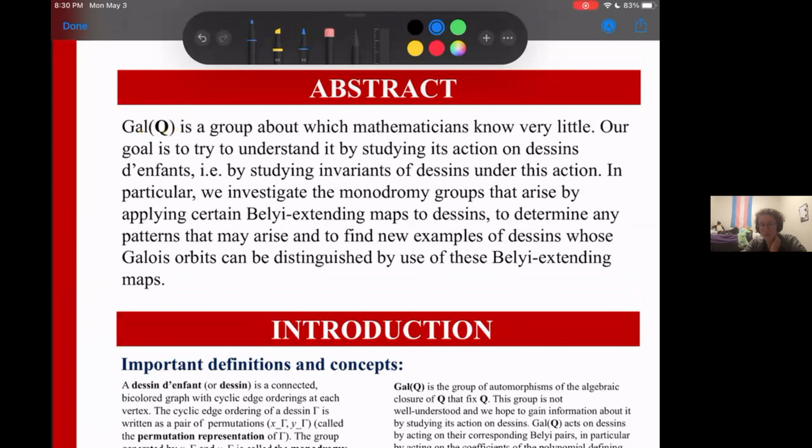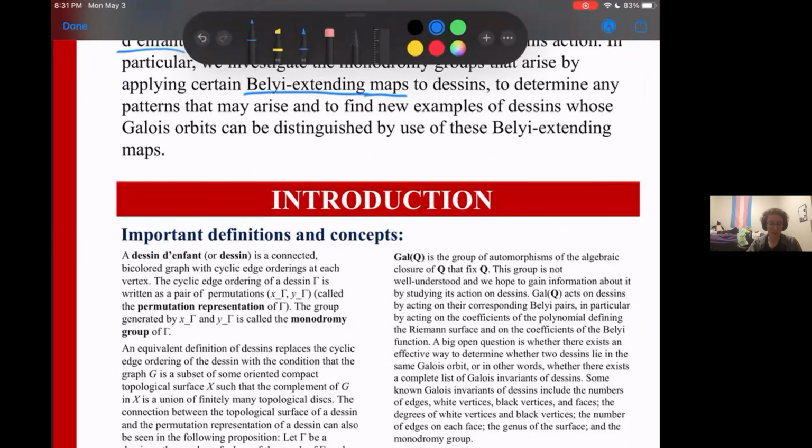And what do we do when we don't understand a group? We have it act on some other mathematical objects and see if we can get more information about it. The objects we're acting on are Dessins d'Enfants, which I'll also define in a second. We want to see what properties of the Dessins are invariant under this action. There are some invariants we know already, and we can also construct new invariants using something called Belyi-Extending maps, which I'll define in a minute. Basically, we want to look for any patterns that could help us understand what's going on. So now for the definitions.